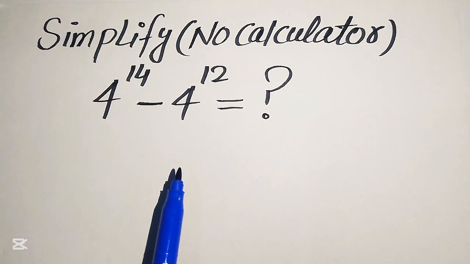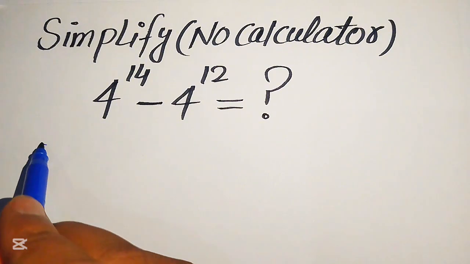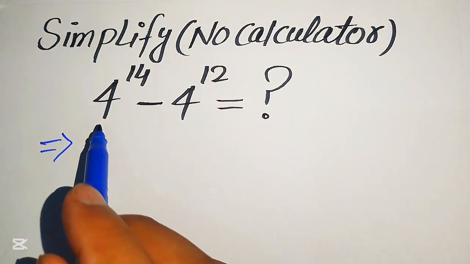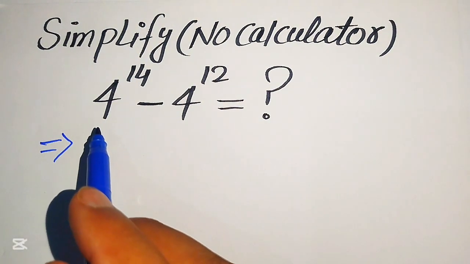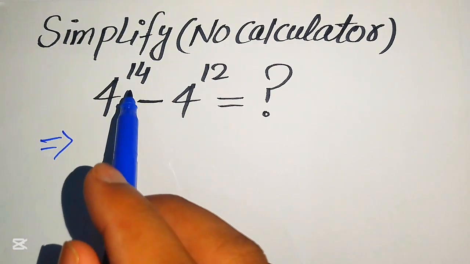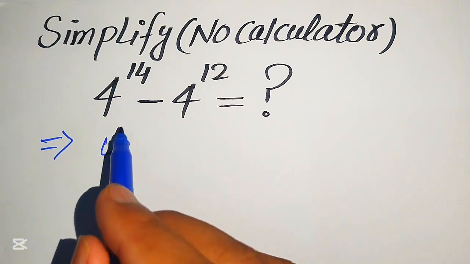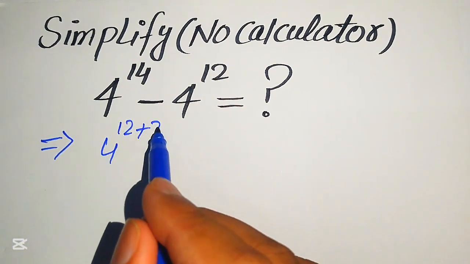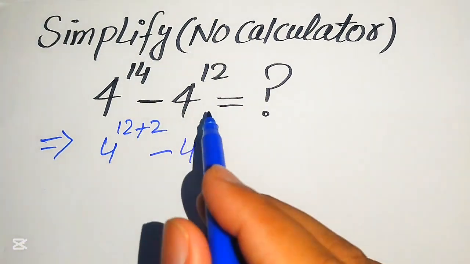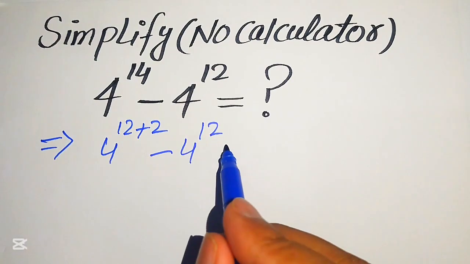Now the very first thing we are going to do is first we need to focus on the bases of this term, and we can write these terms in this form. So here we first break the exponents of this term. We write 4 to the power of 14 as 4 to the power of 12 plus 2, minus 4 to the power of 12.